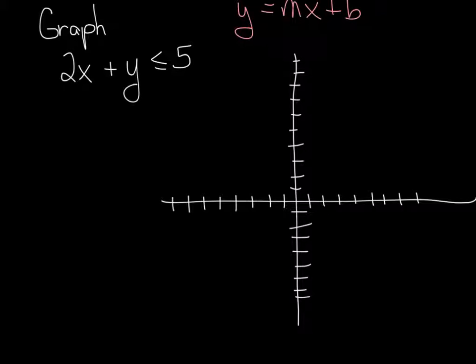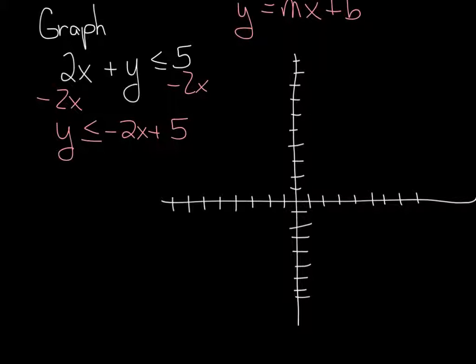But the joy is I've got this one y right here. That's a 1 for the coefficient for that y. So this is a one-step problem. I'm going to subtract 2x on both sides. When I do that, I'm left with y is less than or equal to negative 2x plus 5. So I've done it. I'm good.